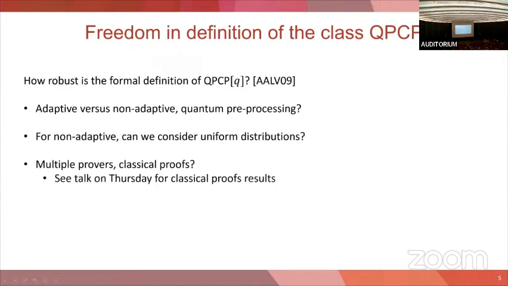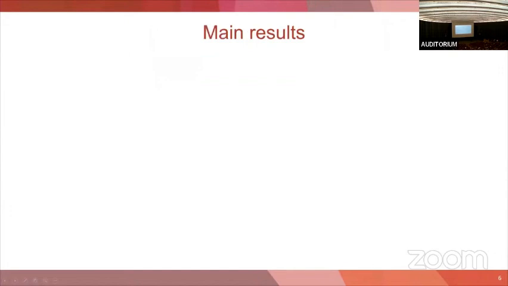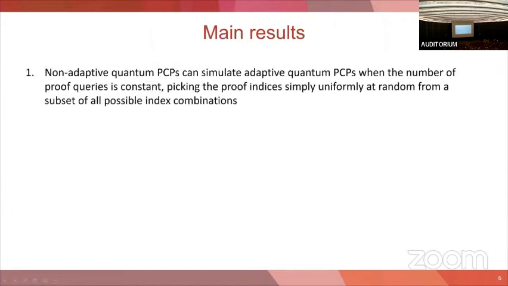classical proof part. And so the main results of this work are that the non-adaptiveness is actually not restrictive for quantum PCPs when the number of proof pieces is constant. And you can even pick the proof indices just uniformly at random, but only from a subset of all the possible index combinations. So it makes this class actually very robust, which is a good thing.